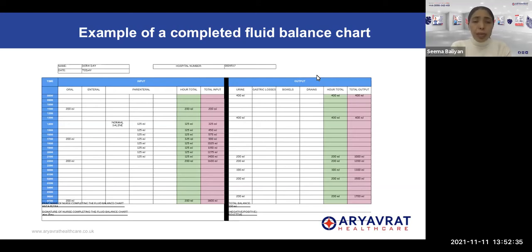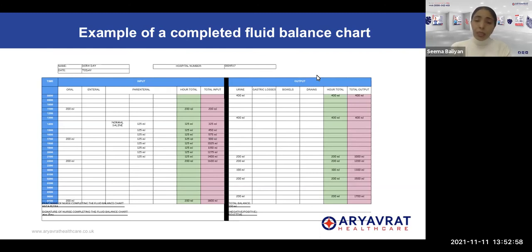If you focus on the input, it is divided again into a few different parts, as the input can be from various routes. You can have an oral input, an enteral intake, or a parenteral one. And the parenteral one is basically the IV fluids that you are going to be getting.